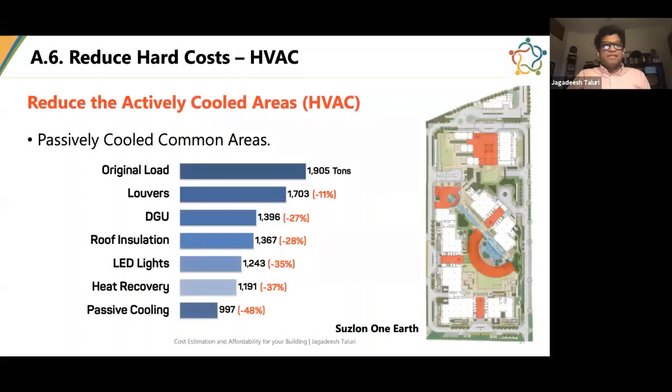So when I'm saying reduce actively cooled areas, this is also an example. On the right, what you're seeing is Suzlon's site plan, where you can see the white portion is the building blocks.